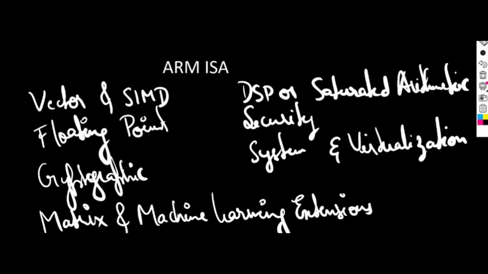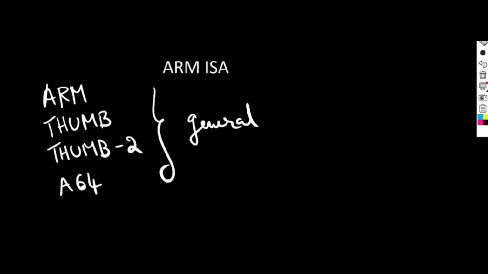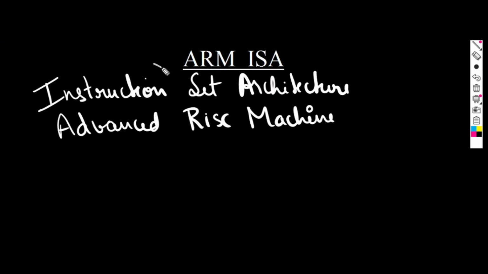Then we have vector and SIMD instruction sets. Then we have floating point instruction sets, etc. Okay, so these are the different instruction sets available. Our focus will be on the 32-bit ARM instruction set in the ARM architecture 32-bit execution state. Okay. ISA defines the set of instructions the processors can execute.